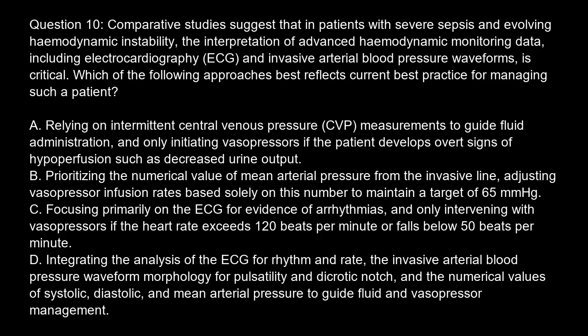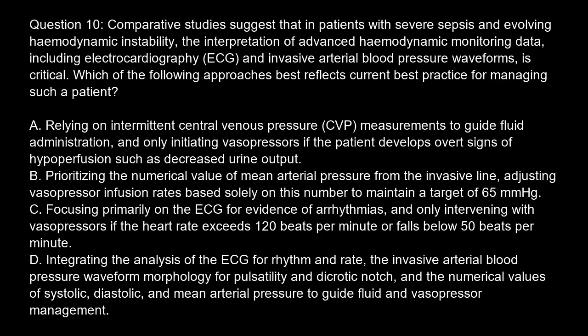Option A. Relying on intermittent central venous pressure, CVP, measurements to guide fluid administration, and only initiating vasopressors if the patient develops overt signs of hypoperfusion such as decreased urine output. Option B. Prioritizing the numerical value of mean arterial pressure from the invasive line, adjusting vasopressor infusion rates based solely on this number to maintain a target of 65 mmHg.